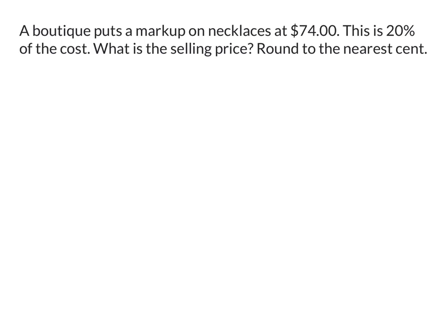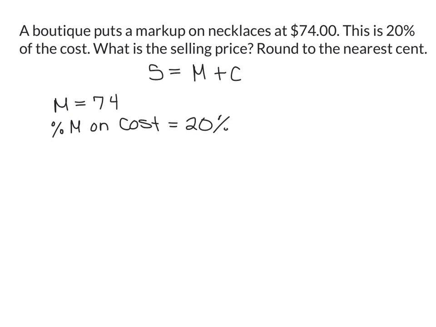A boutique puts a markup on necklaces at $74. This is 20% of the cost. What is the selling price? Round to the nearest cent. In order to find the selling price, we need to use the formula S equals M plus C, meaning that the selling price equals the markup plus the cost. If we look at our problem, we're given that the markup is $74, and it also tells us that this $74 is 20% of the cost.